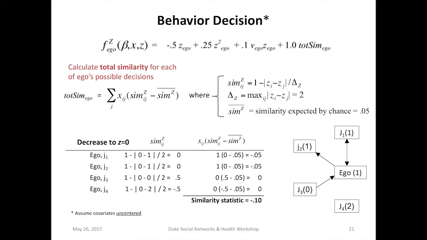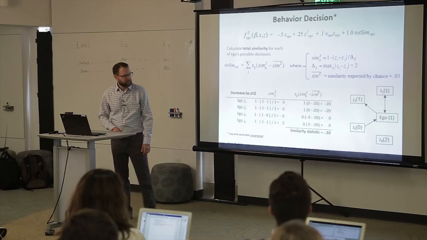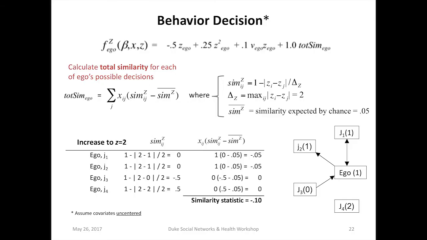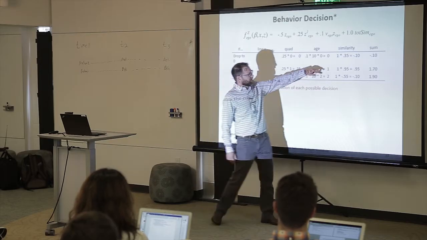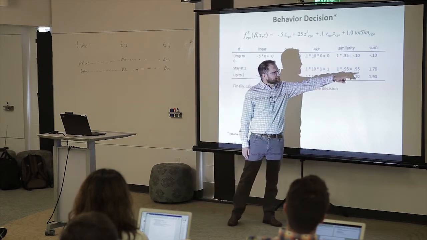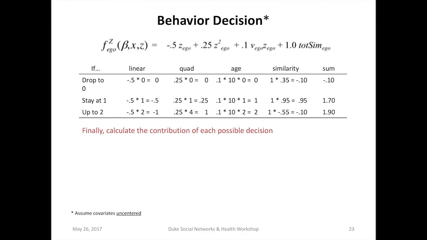When we do the math, we actually get a value of negative 0.1. So that's lower than what we had before. Ego, by dropping down to 0, is becoming more dissimilar. And if we increase to 2, the similarity statistic winds up being the same, because we're moving the same distance away from our alters, just in the opposite direction. So we can plug in those similarity statistics here, calculate the sum, and get an idea of which behavior ego is going to choose.